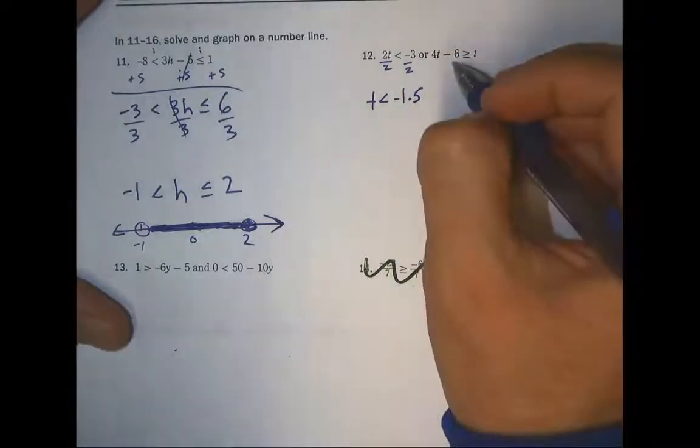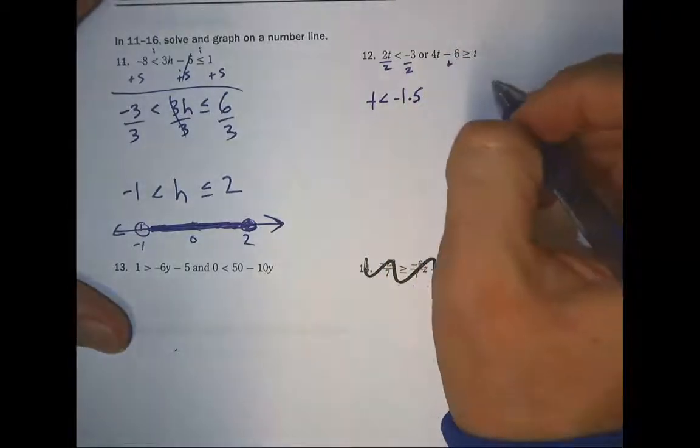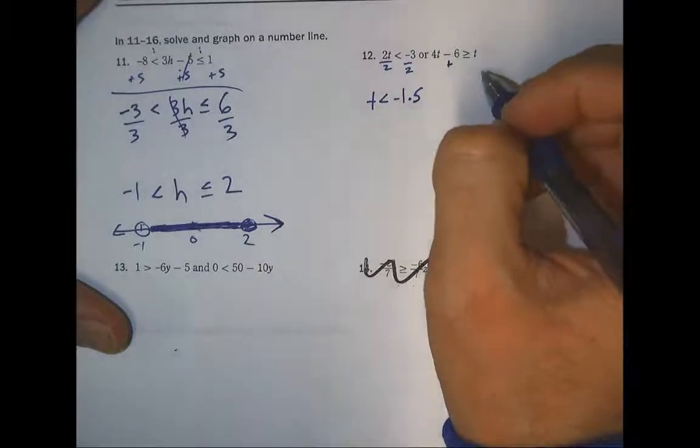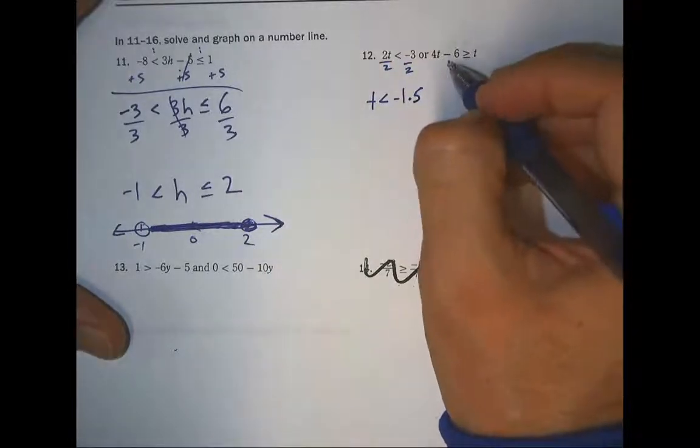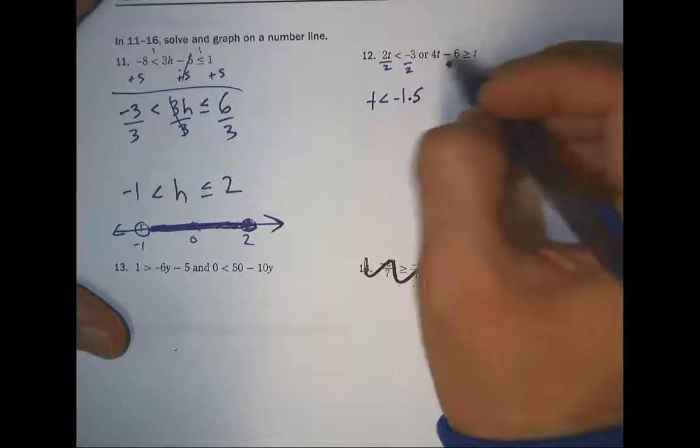Both are fine. Over here, add 6. Well, we don't want to do that yet. We've got t on both sides.